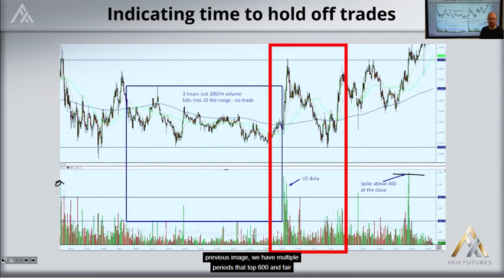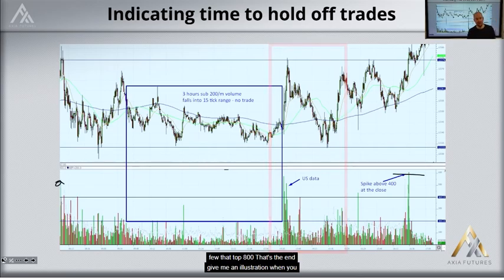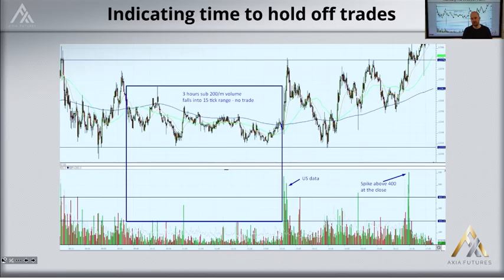In that previous image, we have multiple periods that top 600 and a fair few that top 800. So that's giving you an illustration of when you want to be involved. It is a personal thing, and you're going to have to put the study into working out what works for you. So get onto that, start thinking about these periods, start noting down times when trade suits you, when you feel most understanding, most comfortable trading.